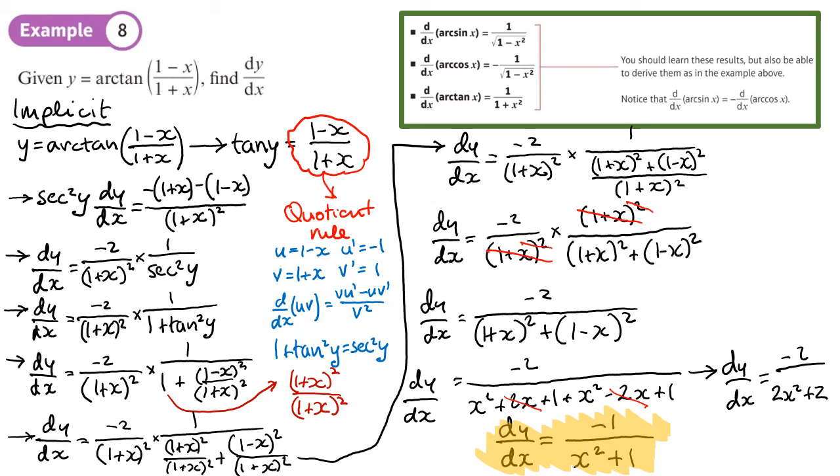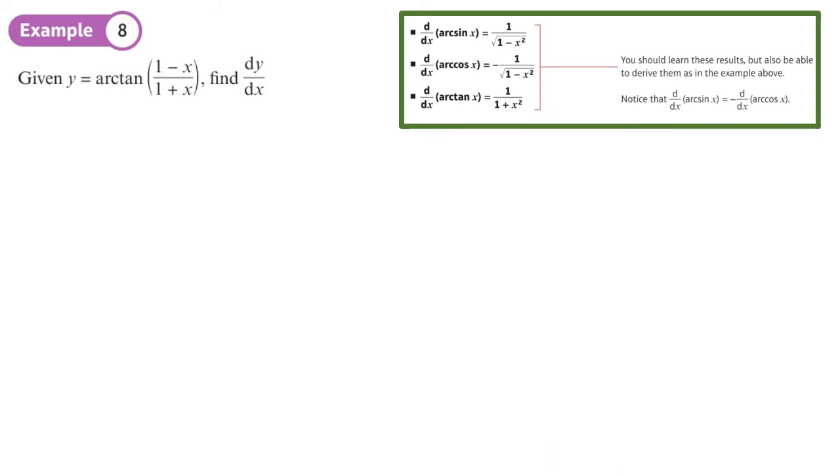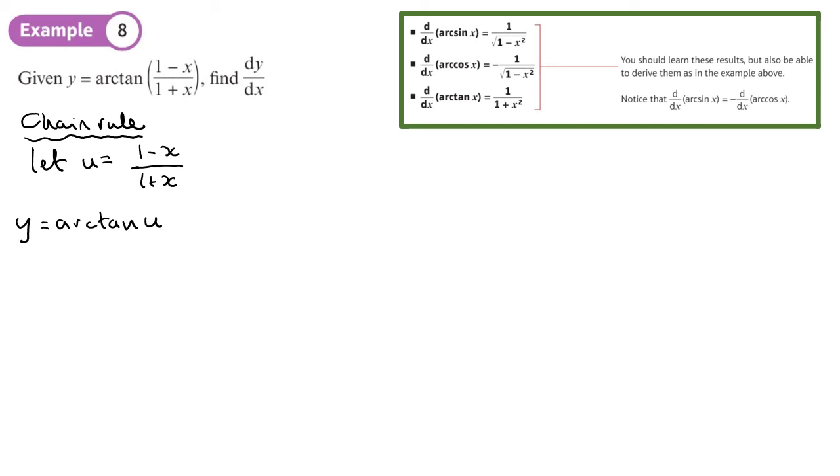I'm now going to do the same question again, but now using the chain rule. Right, so we're going to try the same question, but we're now going to do it using the chain rule, which means we're going to let u equal 1 minus x over 1 plus x, which means we will have y equals arctan u. So we'll need to find du/dx, and we use the quotient rule to do that.